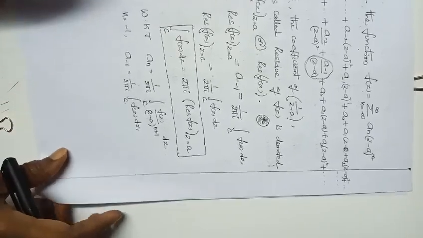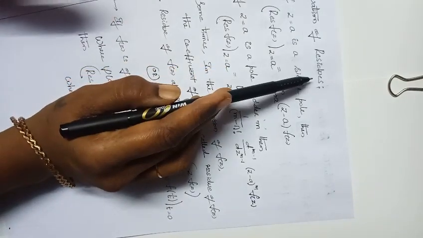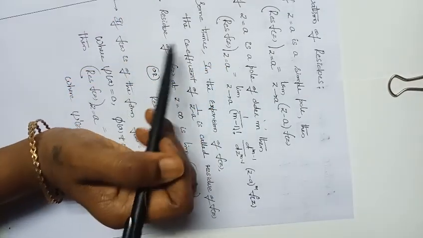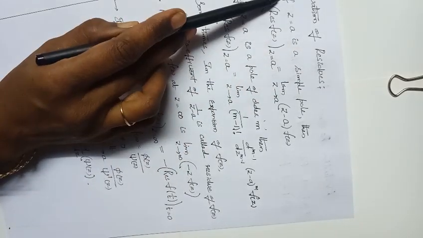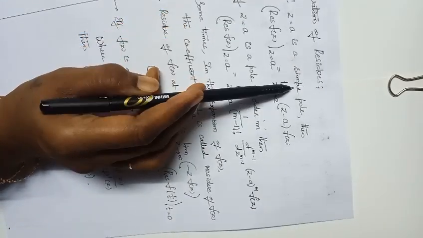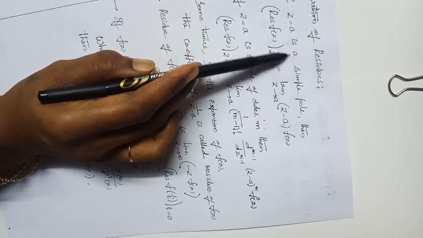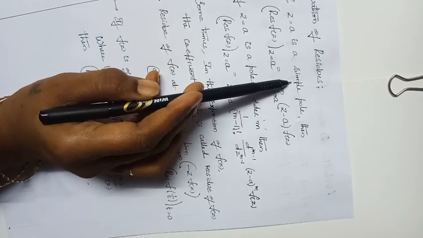Okay. After that, evaluation of residues. Now using the function form, we can decide residues. Here, if z equal to a is a simple pole, z equal to a is a simple pole is nothing but power is 1.